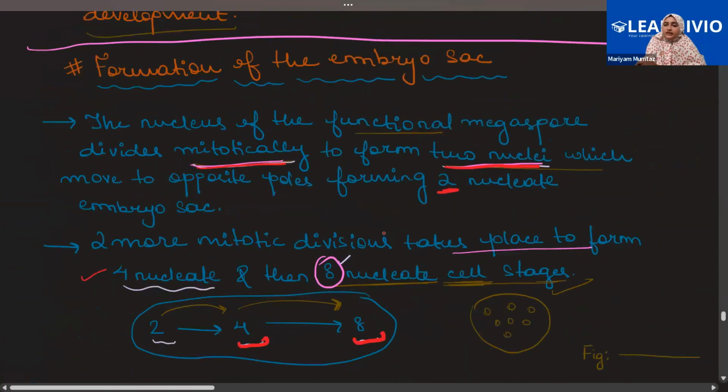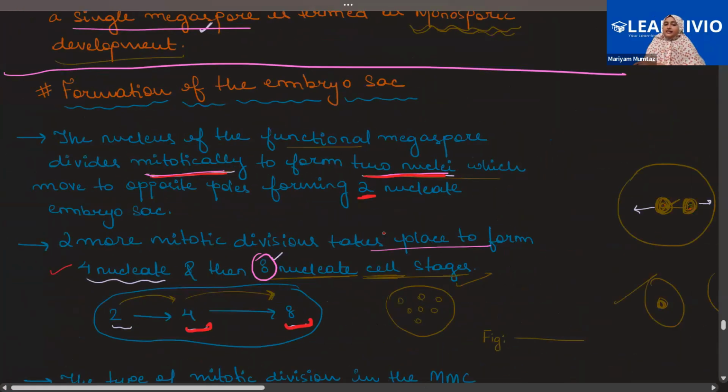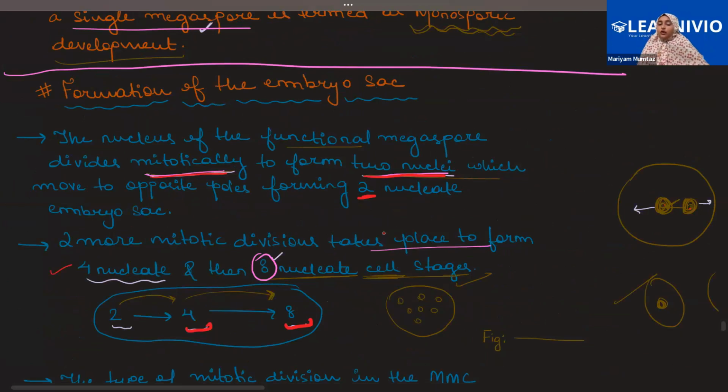Now, in the picture, we have seen how the embryo sac has a certain arrangement. There is a lot that goes behind it to arrange it. Let us see how the arrangement happens, and first of all, the formation of the embryo sac. Let us see how it gets formed.